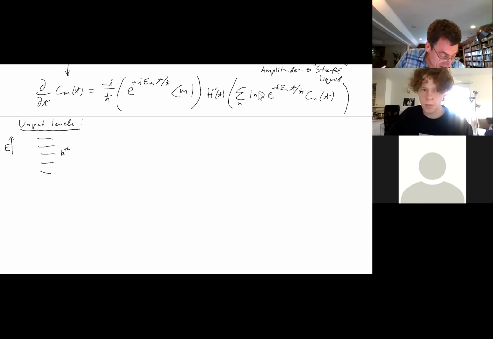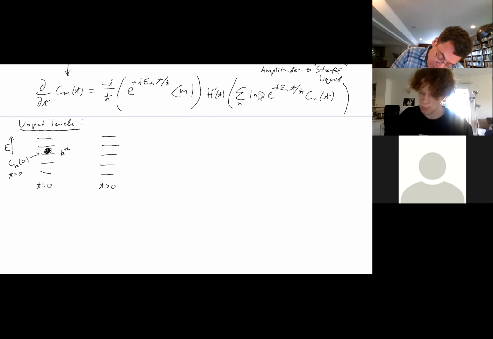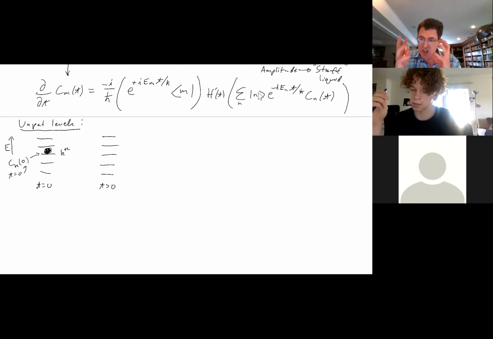This is at t equals 0, and then at some later time we have t greater than 0. The way to think about it is that we start out with some amplitude here. I'll call that c_k of 0, because it's at t equals 0. That's a blob of amplitude, a big dark blob of stuff. I want you to think of it as stuff.